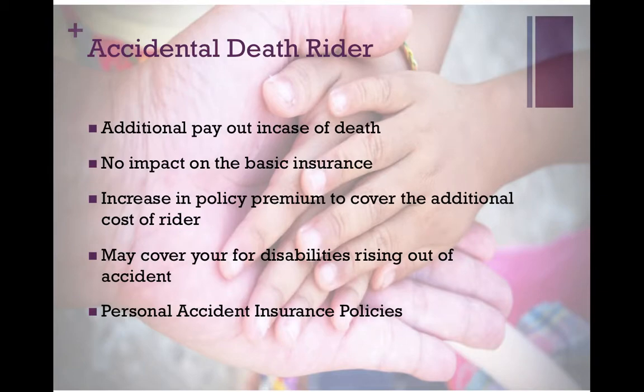Accidental death rider. This is a rider which can be bought above your normal life insurance, and it is a payout that's made to the family in case of an accidental death of a person. Now, this death could be due to any sort of accident whatsoever: a plane crash, a car crash, a motorcycle accident, an accident while traveling, an accident at any point of time. This is an additional payout to the family by adding this rider into your insurance.